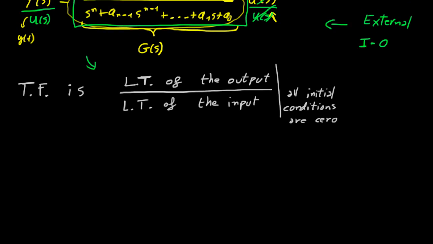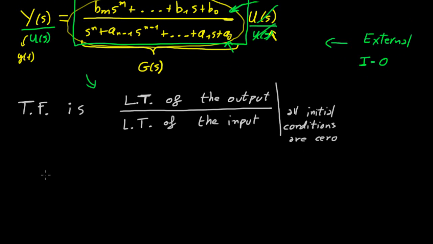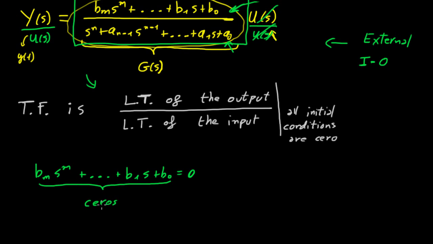The first one has to do with the poles and the zeros of the transfer function. As you see, we have here a polynomial in the numerator and a polynomial in the denominator. The roots of the numerator, the values of s that make this polynomial b_m s^m plus all the way to b_0 equal to 0, are called the zeros of the transfer function, or the zeros of the system.